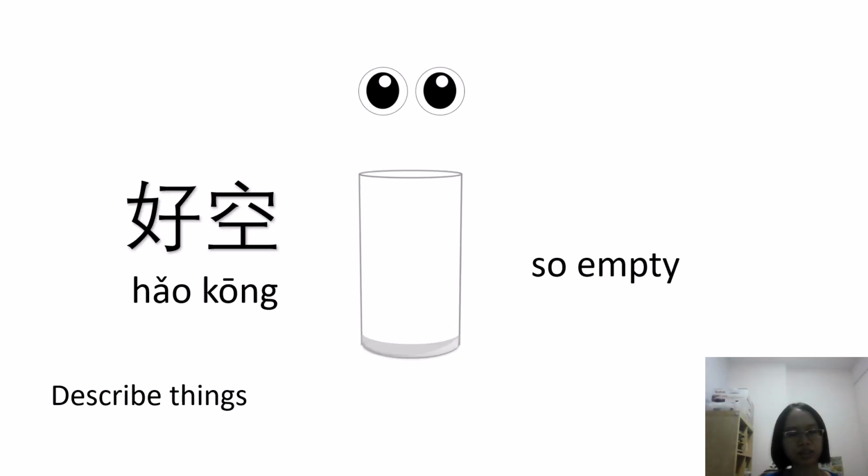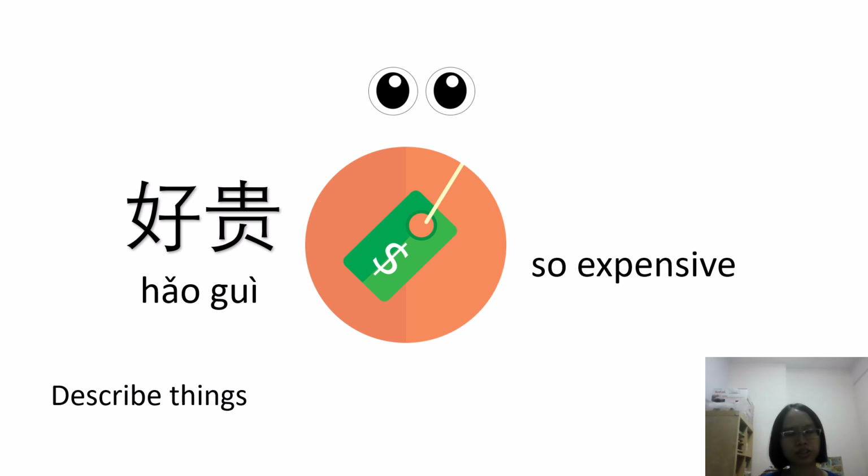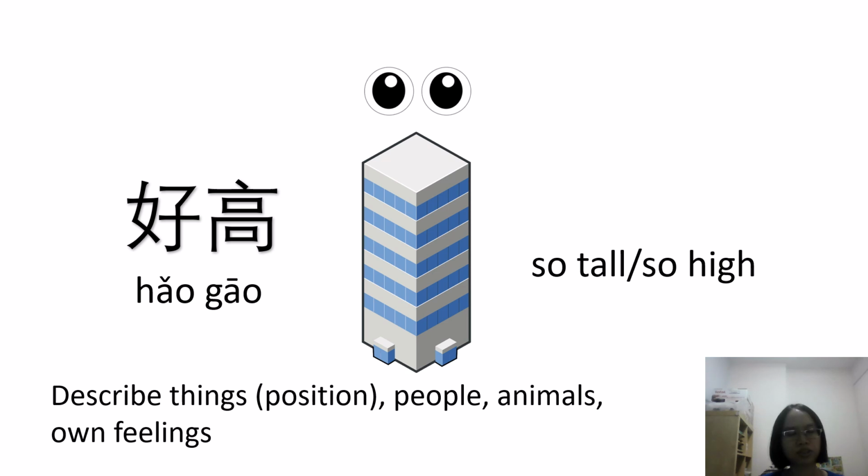How Kong, so empty. How Kong describes things. How Man, so full. How Man describes things. How Gui, so expensive. How Gui describes things. How Gao, so tall or so high.